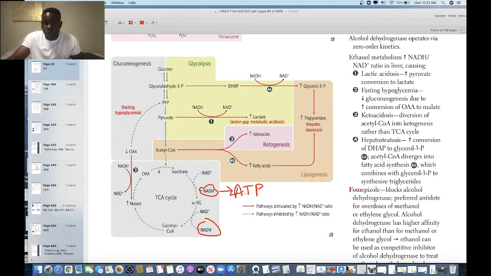Now, if it backs up, what will happen? It means that we'll have excess of what? Isocitrate. We'll have excess of citrate, that is not written here. We'll have excess of what?